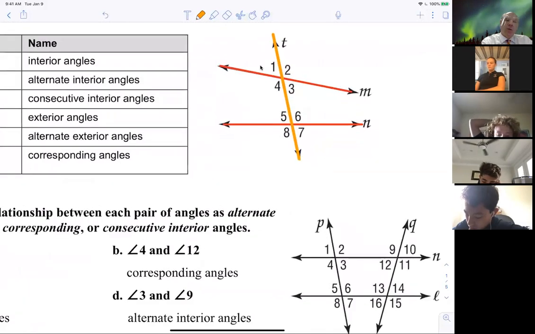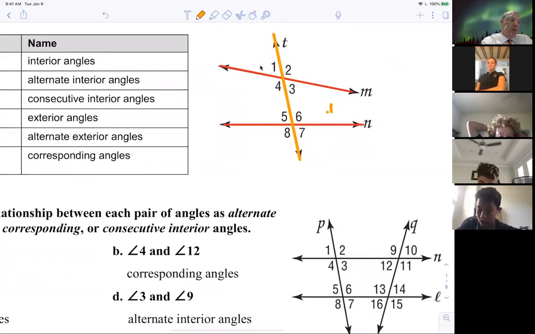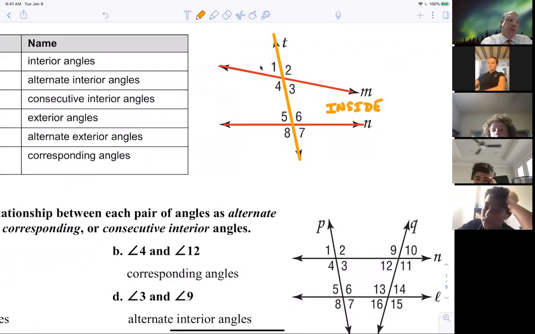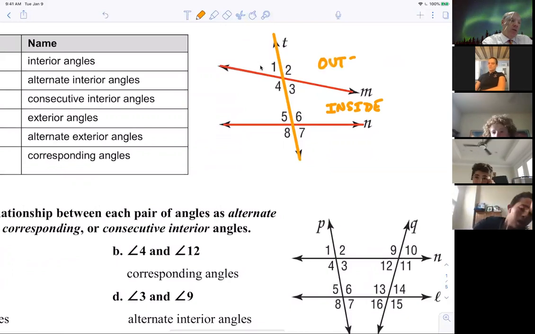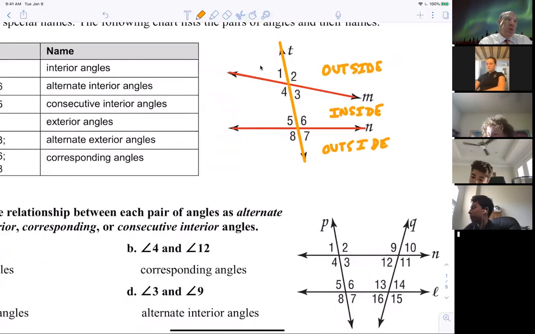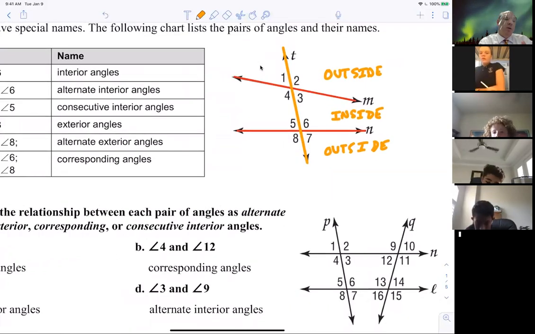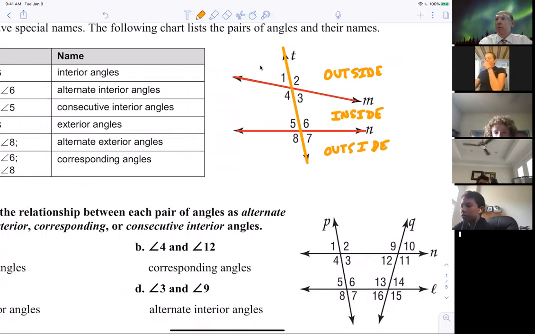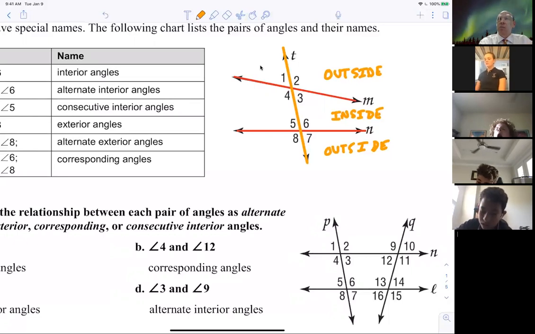Now, I want to make a quick note here, and I think you should also. This is on the inside. This is on the what? Outside. That's on the outside. Because we're going to call them interior and exterior, right? So we have alternate interior, alternate exterior, we have corresponding, and we have consecutive interior. For some reason, that didn't ring a bell for some people. I'm not real sure.